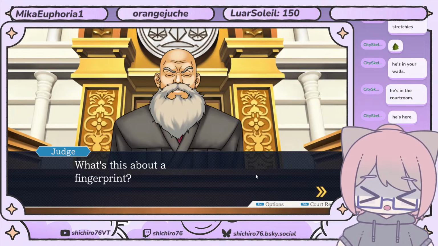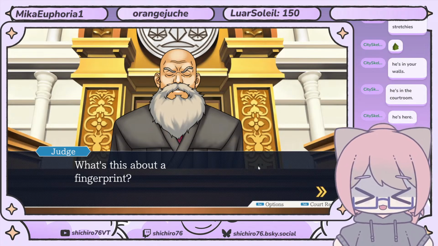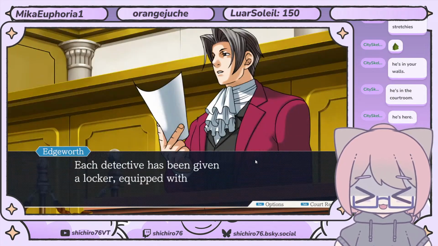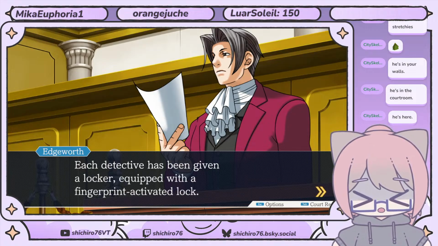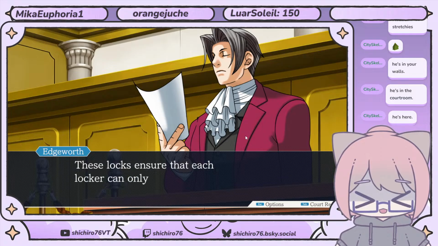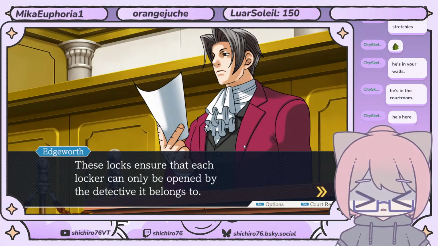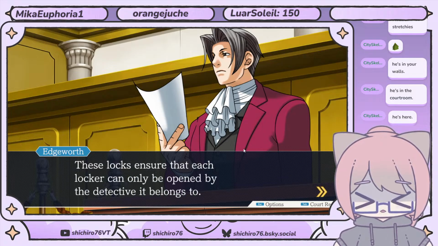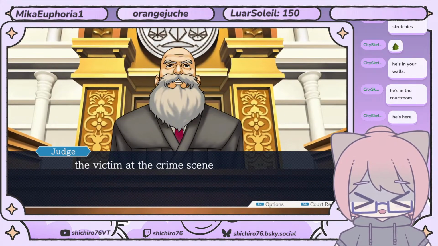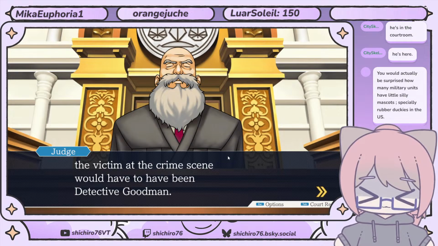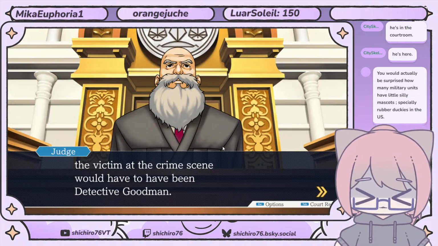What's this about a fingerprint? Ooh, I've got some fingerprints. Each detective has been given a locker equipped with a fingerprint-activated lock. These locks ensure that each locker can only be opened by the detective it belongs to. Intriguing. That would mean the victim of the crime scene would have been Detective Goodman.